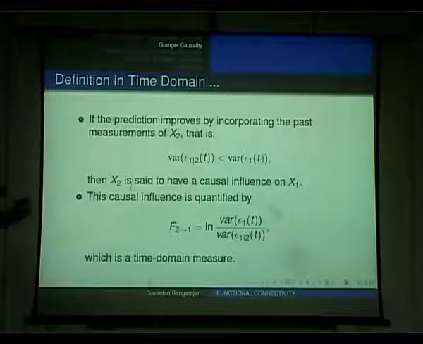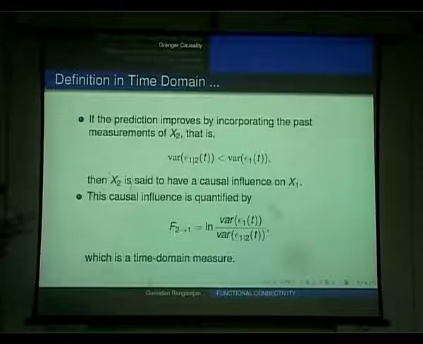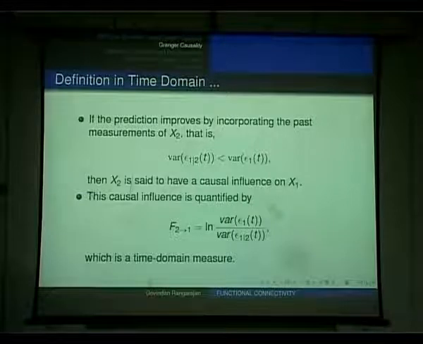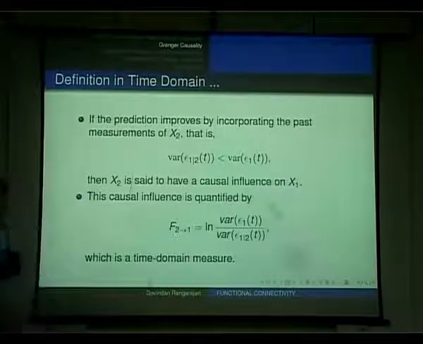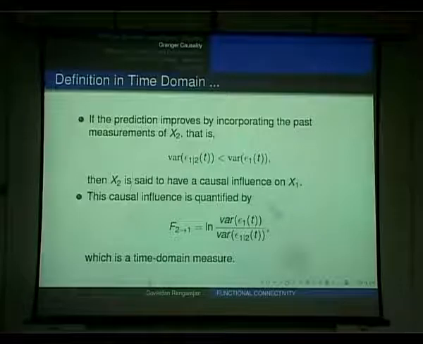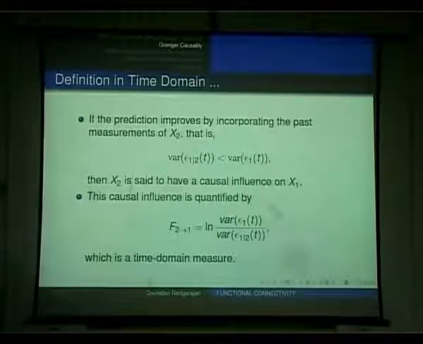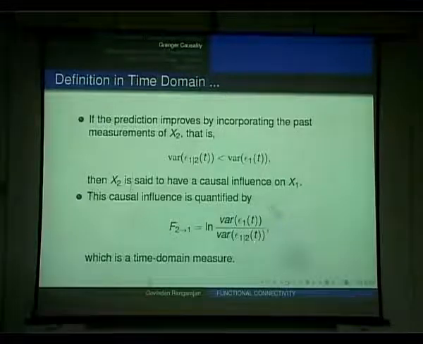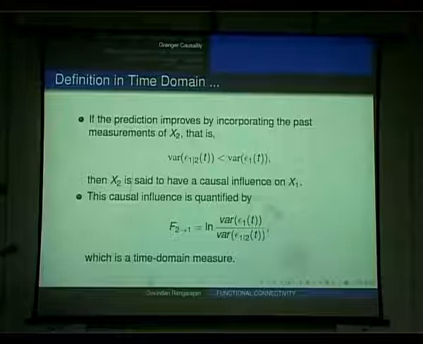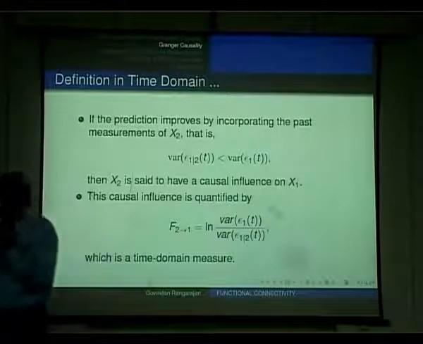So you say that if the variance of the second error term is smaller than the variance of the first error term, then x2 has a causal influence on x1. This is quantified by taking the ratio of these two variances and taking the logarithm. So that quantifies Granger causality. You can see that if, by incorporating the past of x2, you have no improvement in the prediction, then the error in the denominator is going to be the same as the error in the numerator. So the ratio becomes 1 and the logarithm is 0, so you have 0 causality from 2 to 1.